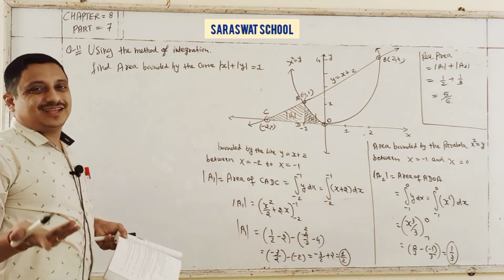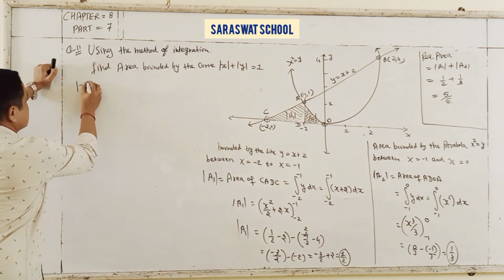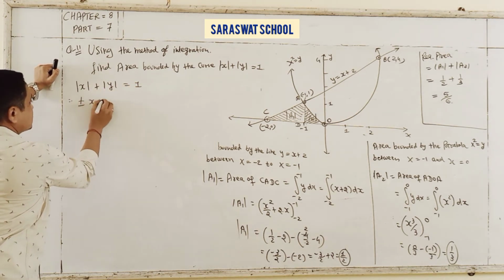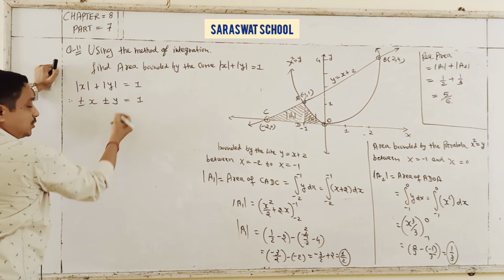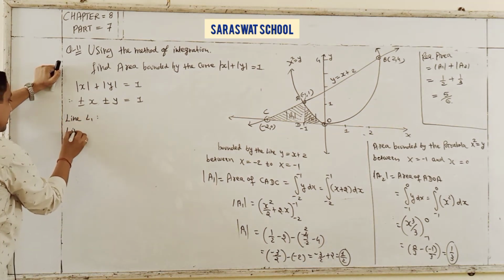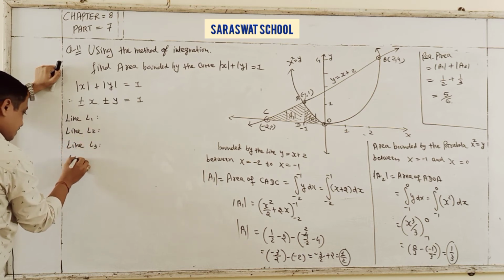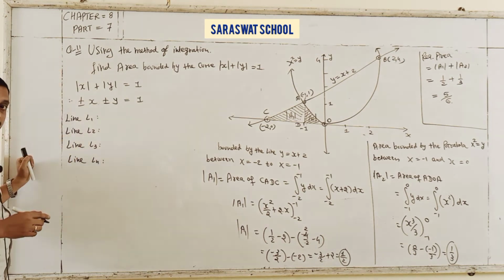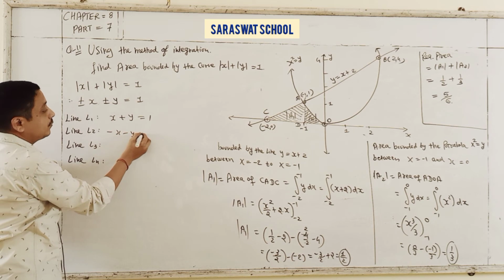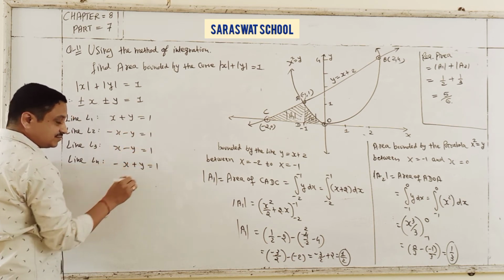It is nothing but four different lines, students. So I will take modulus x, modulus y equal to 1 as plus or minus x, plus or minus y is equal to 1. So here are line L1, line L2, line L3, line L4: both taking positive, both taking negative, first positive second negative, and first negative second positive.